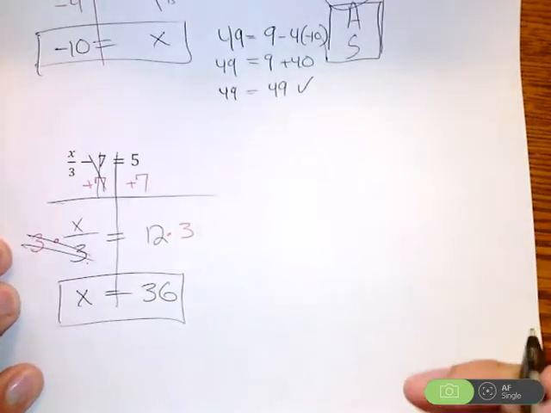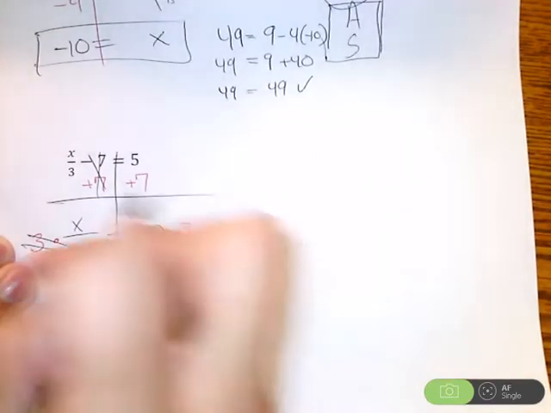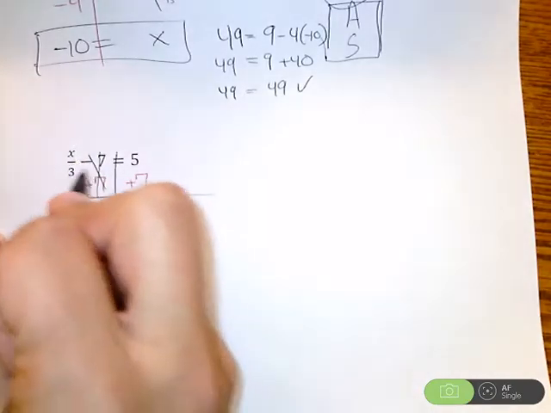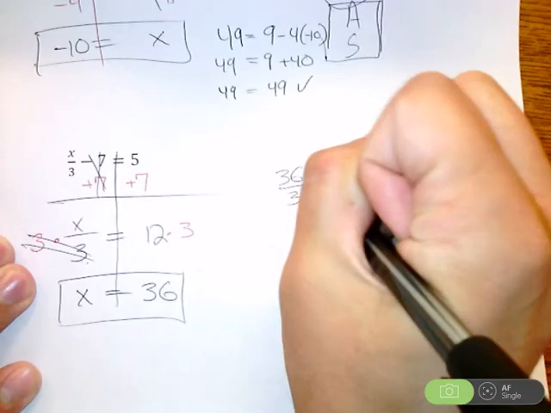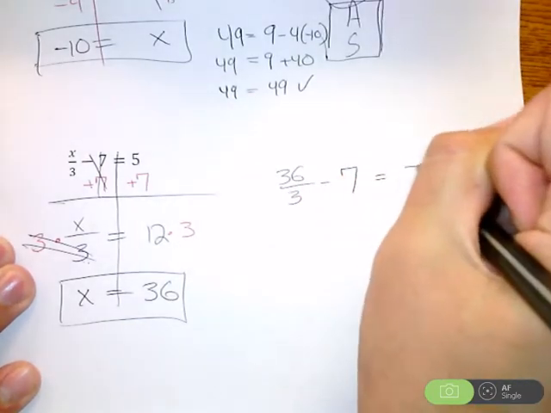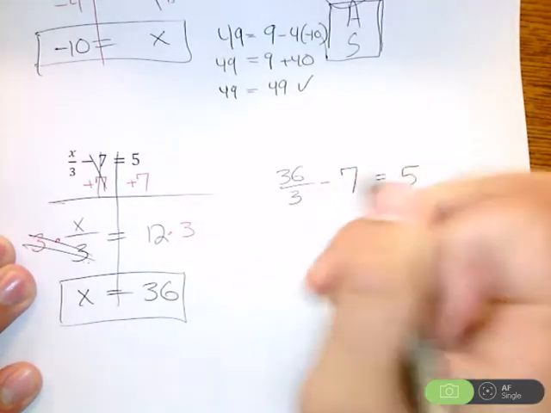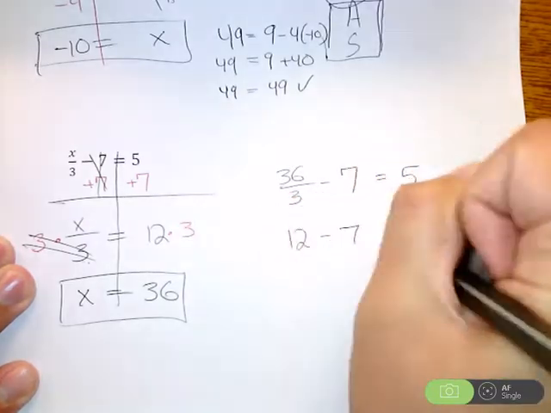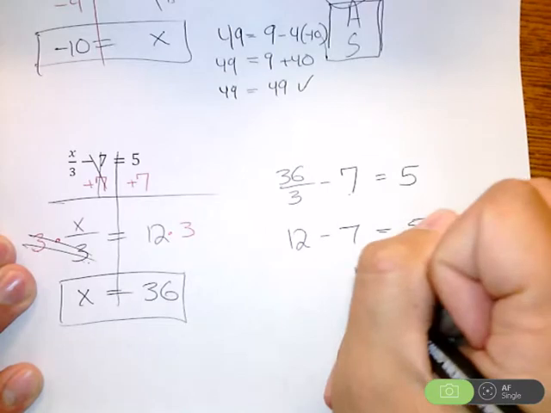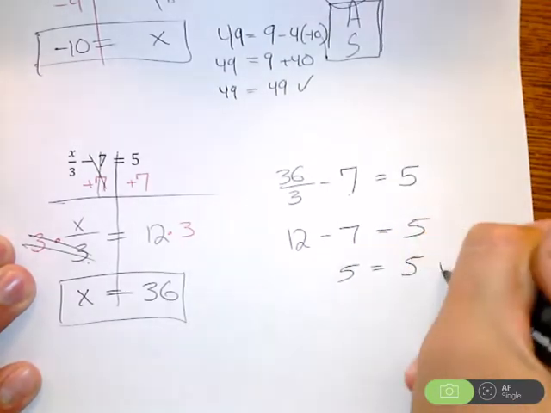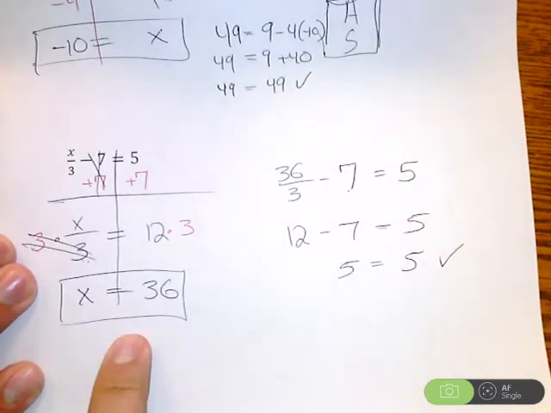As always, we would like to check our work. So I'm going to take this 36, plug it in for x, and see if the left side equals the right side. So 36 divided by 3 minus 7 equals 5. 36 divided by 3 is 12. I didn't touch the minus 7, didn't touch the 5. 12 minus 7 is 5. 5 does in fact equal 5.